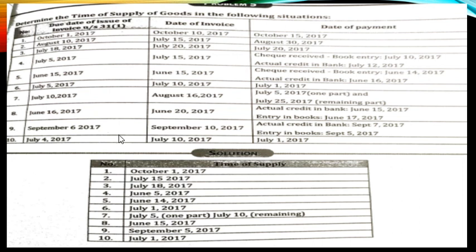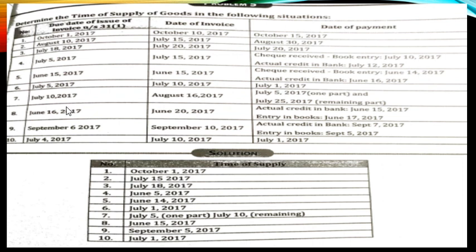Then sixth question: July 5th, 2015 is the date of issue of invoice. Then the date of invoice is July 10, 2017. Date of payment is July 1st, 2017. So the date of payment, July 1st, will be considered, whichever is earlier will be considered. So the date of payment will be considered under the sixth question.